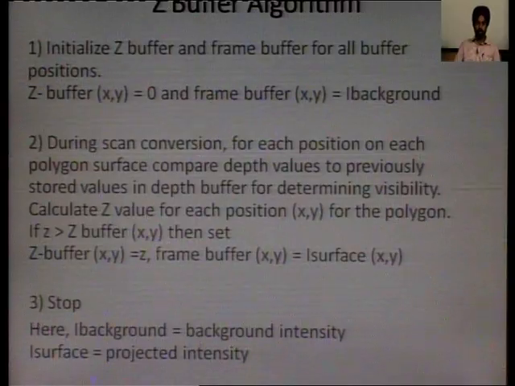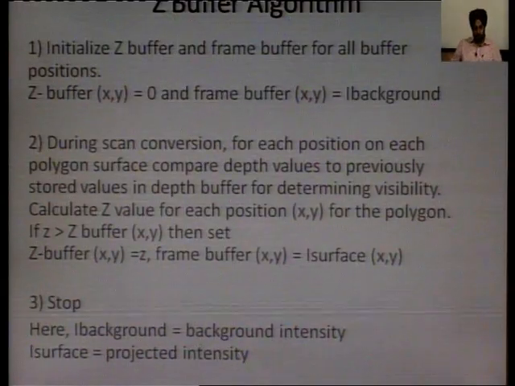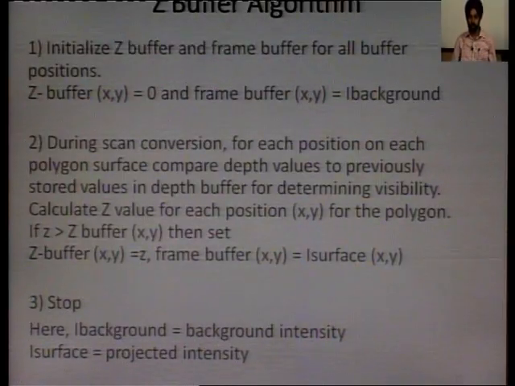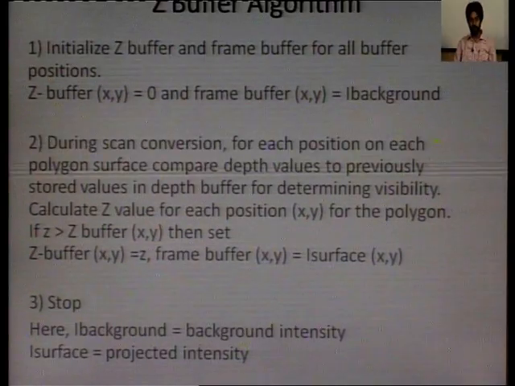How to apply the Z buffer algorithm? Now we are going to discuss the Z buffer algorithm. In the first point, initialize Z buffer and frame buffer for all the buffer positions. So all the positions we have to define first of all. For Z buffer, x coordinate comma y coordinate equal to 0, and frame buffer x comma y is equal to the background, whatever the space of the project will be. So we will define that.